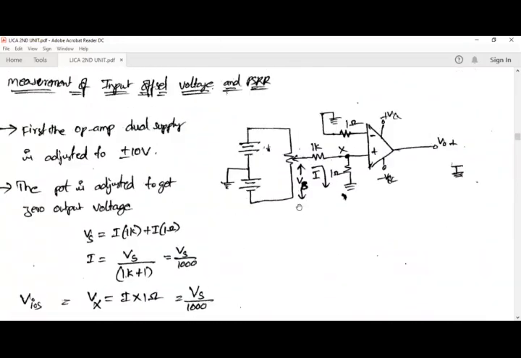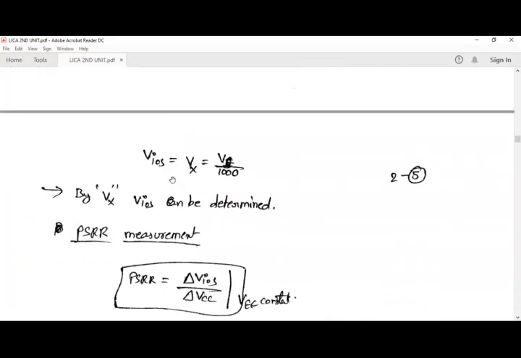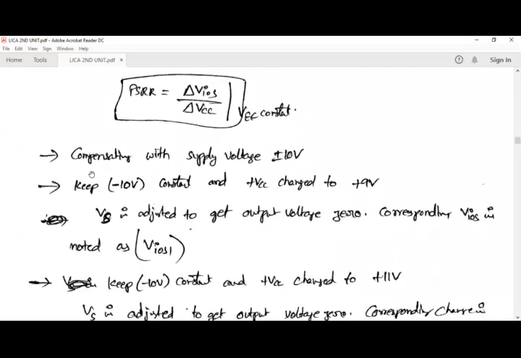In the last problem we discussed that the supply voltages are plus or minus 10 volts, VCC is plus 10 volts, and VEE is equal to minus 10 volts. So, what is PSRR? You can see we are keeping VEE constant. That means we are keeping minus 10 volts constant, and we are going to change VCC. Up to now VCC is plus 10 volts. Now we are going to change it to 9 volts, so we have decreased the voltage to 9 volts.